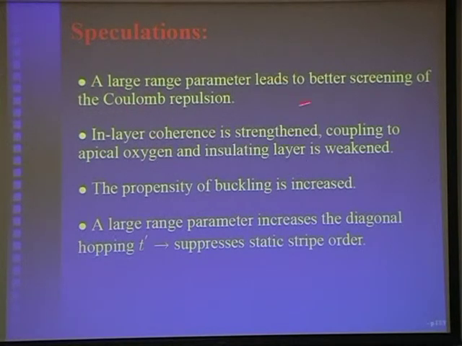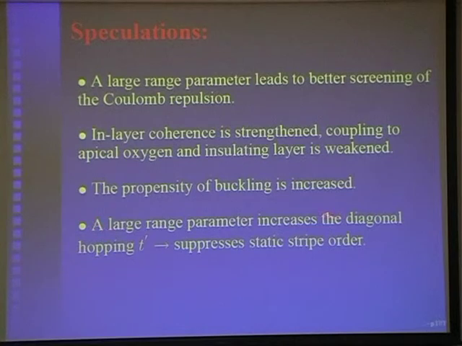So, a larger range of this R parameter may lead to better screening of the Coulomb repulsion, and that might be helpful for the superconductivity. As you can see from the one-layer function plots, in-layer coherence is strengthened, and coupling to apical oxygen and the insulating layer is weakened. And having a large T prime actually helps in making the buckling phonon mode active. There is no report of a static buckling phonon, but there might be a dynamical buckling phonon.